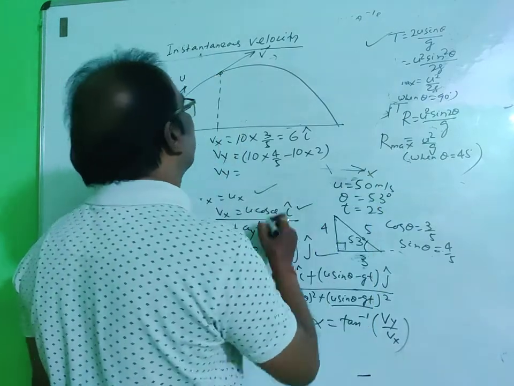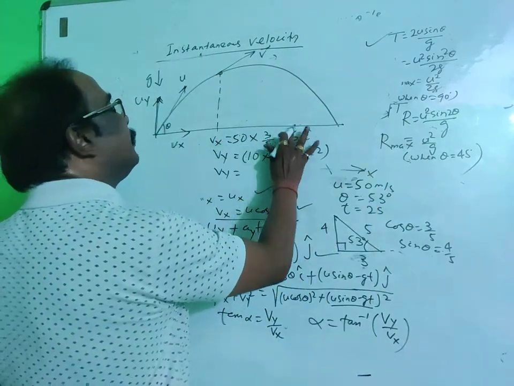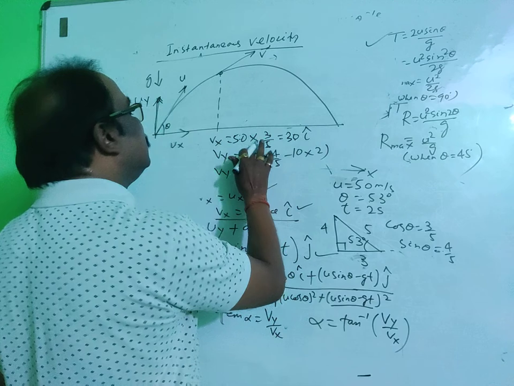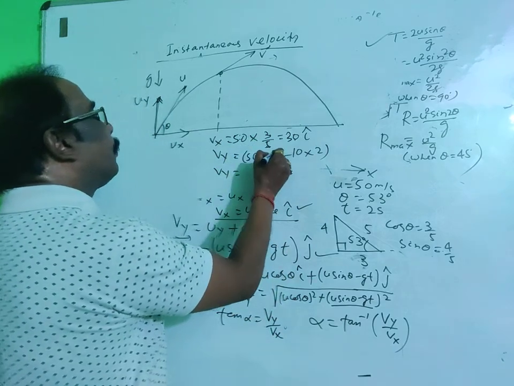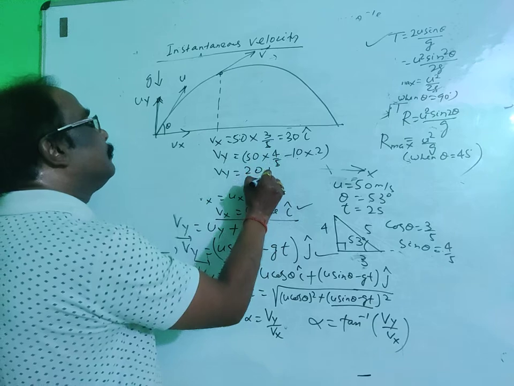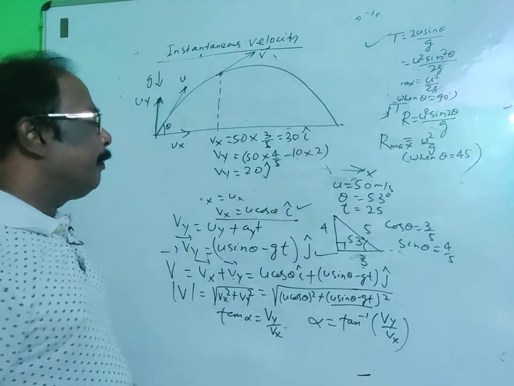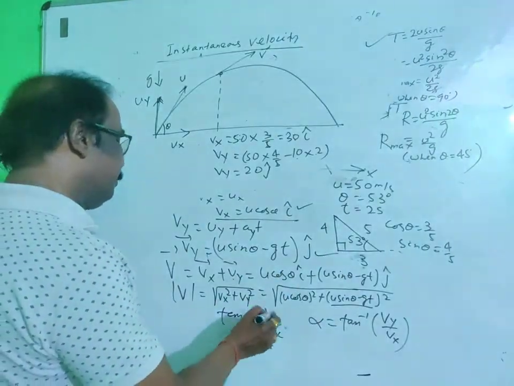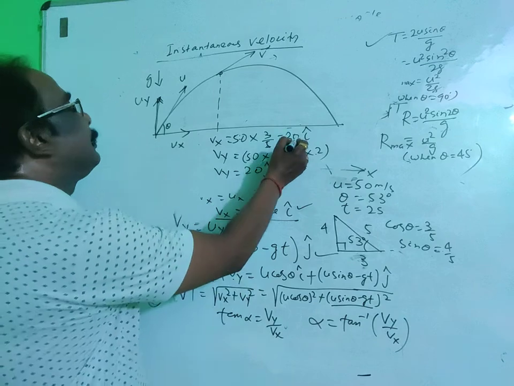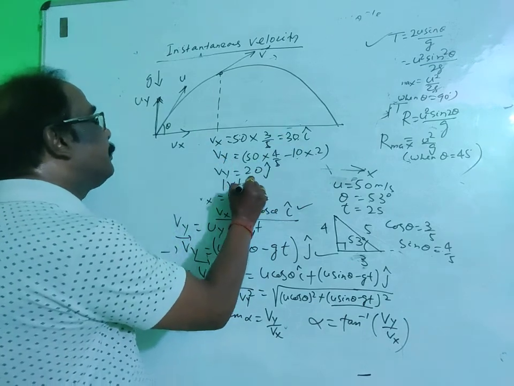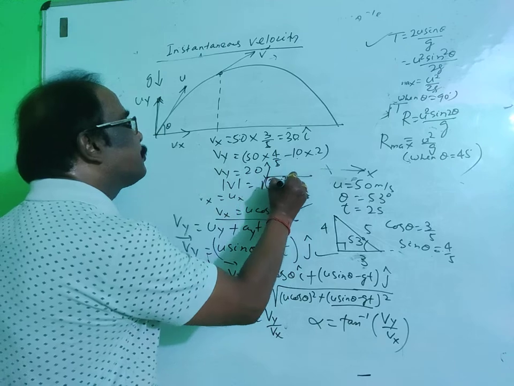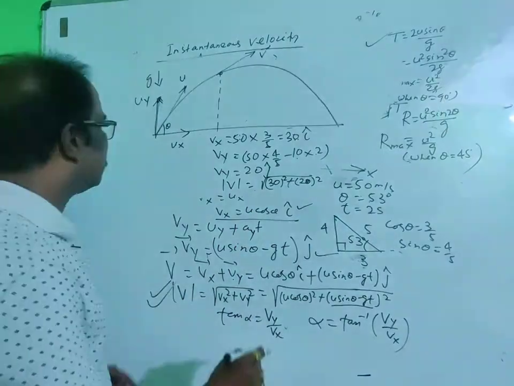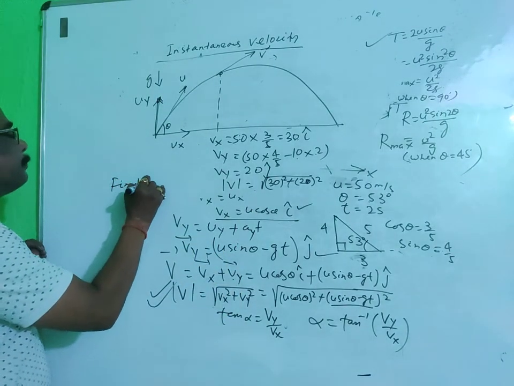Suppose 50 meter per second. Okay. 50. This is 75. 10 into 3, 30. This is 50. 10 into 4, 40. 40 minus 20, 20 j cap. For an easier form, I have not taken negative. Vx and vy you got. Then you can calculate the magnitude of the final velocity, 30 i cap plus 20 j cap. So the magnitude of velocity is square root of 30 square plus 20 square.